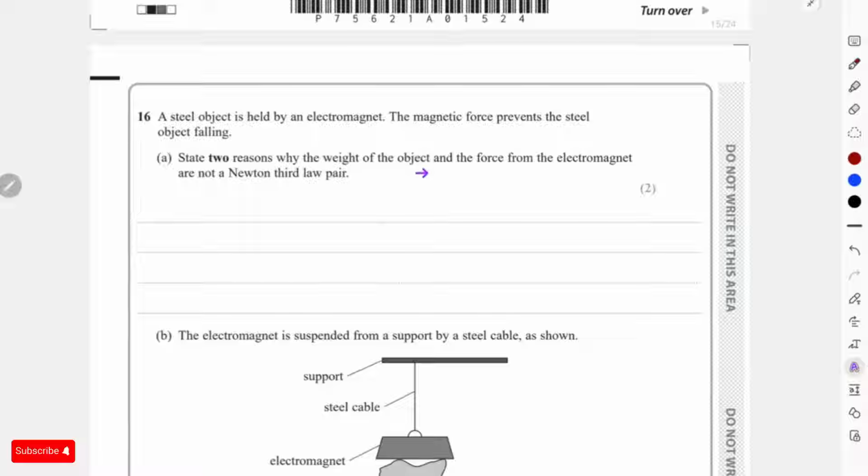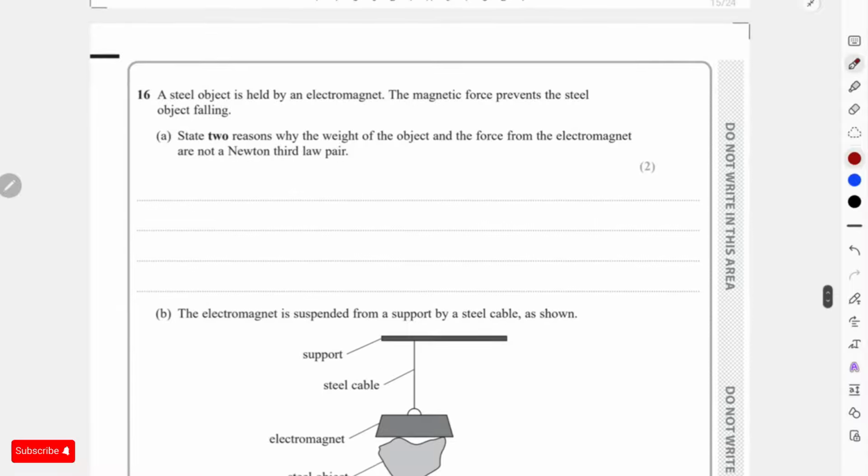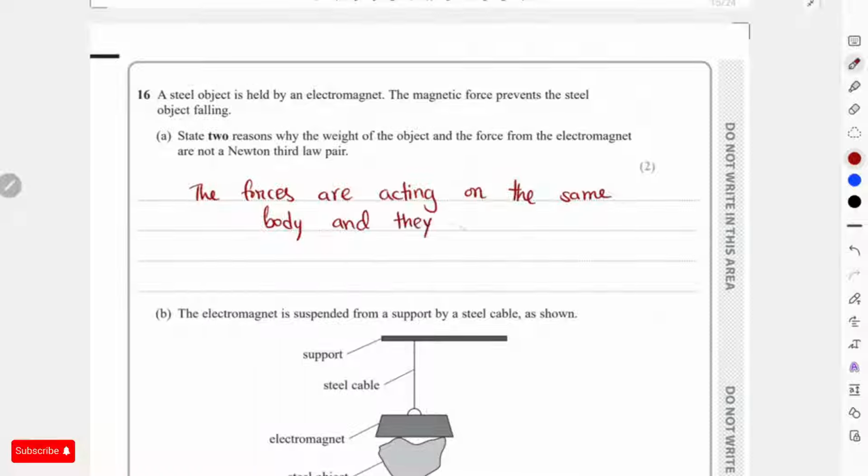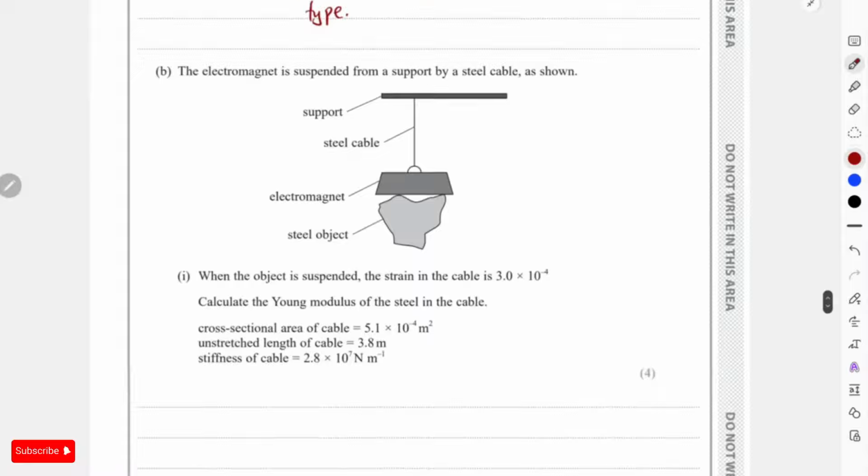And again, they are not of the same type. Weight is a gravitational force, whereas your electromagnet is a magnetic force, right? So we can just write that they are acting on the same body and they're not of the same type. They asked for two reasons and we wrote that.